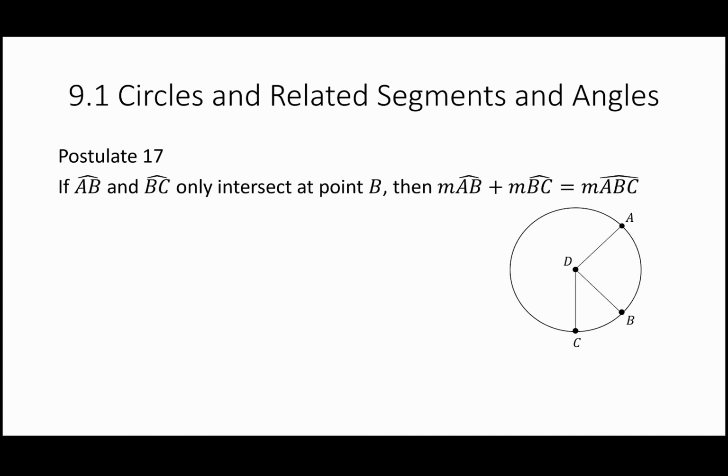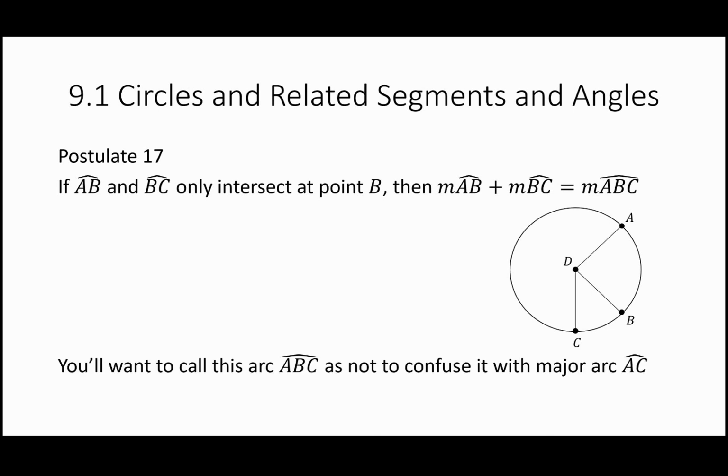If arc AB and arc BC only intersect at point B, then the measure of arc AB plus the measure of arc BC equals the measure of arc ABC. Does this sound familiar? It's the arc addition postulate, basically. And we want to make this distinction of calling it arc ABC using that B in the middle because it contains point B, right?